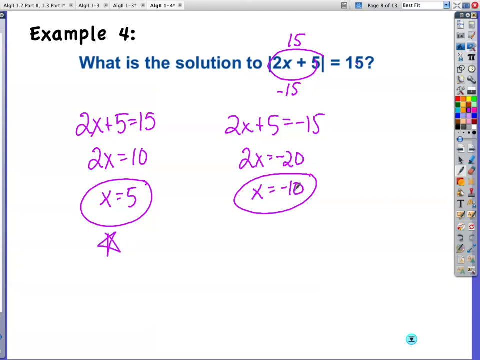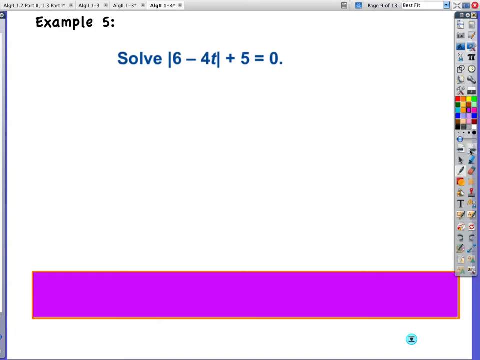Woohoo! Then we do negative 10. Negative 10 times 2 is negative 20. Negative 20 plus 5 is negative 15, which is what I wanted. Absolute value of negative 15 is 15. Woohoo! All right. Example 5.